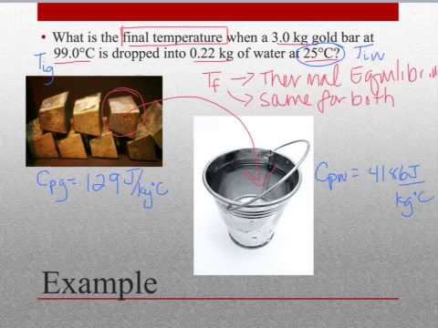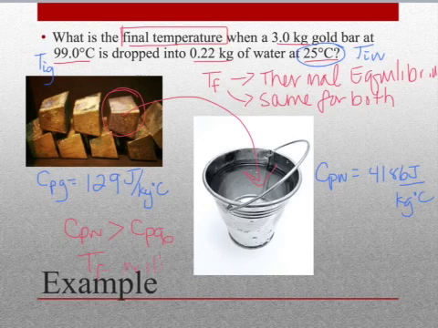I want us to pause here and looking at these two specific heat capacities, and in our example earlier with glass and ice, what is the final temperature going to be closer to? Is it going to be closer to the 99 degrees of the gold or the 25 degrees of the water? Well, because water's specific heat capacity is so much greater, the CP of water is much greater than the CP of gold. That tells us that our final temperature will be closer to the initial temperature of water.